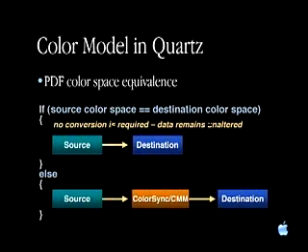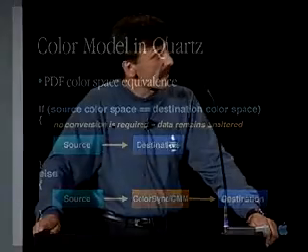Another simple but very important concept that Quartz inherited from PDF is color space equivalence. An implied rule is that color conversions are necessary only if the source color space is different from the destination. Quartz takes advantage of this simple rule to properly organize the flow of color data through multiple rendering stages.